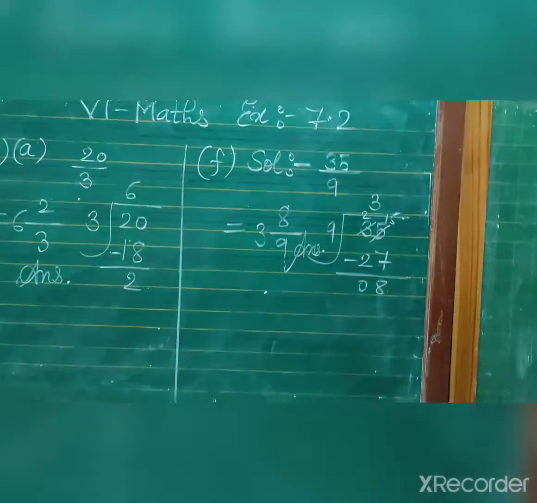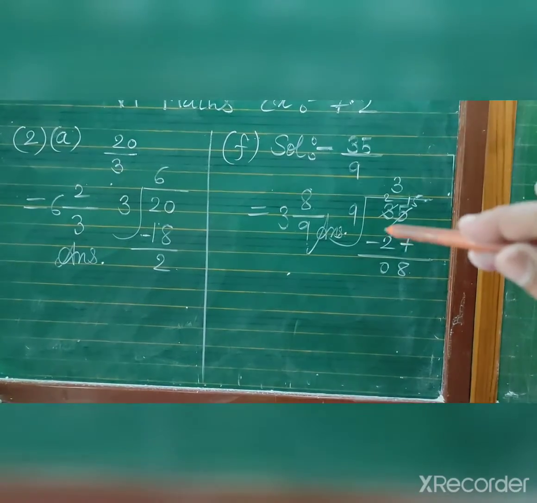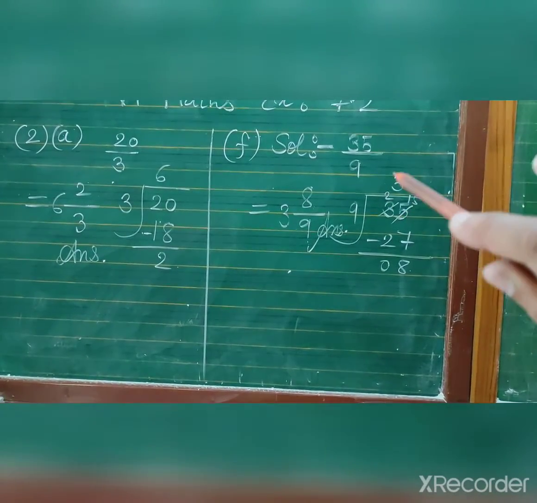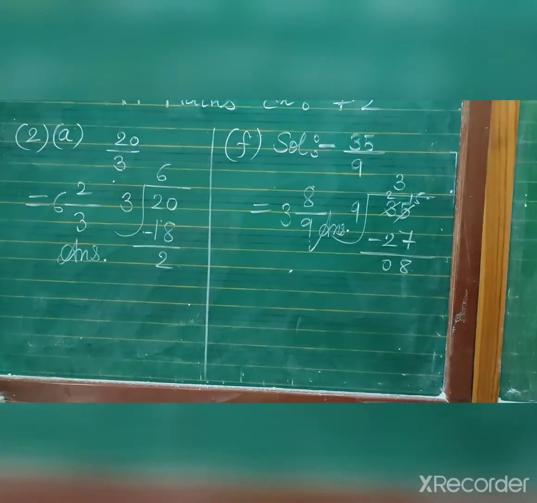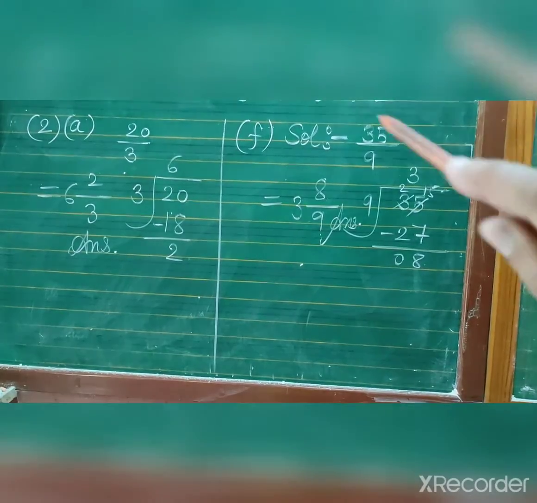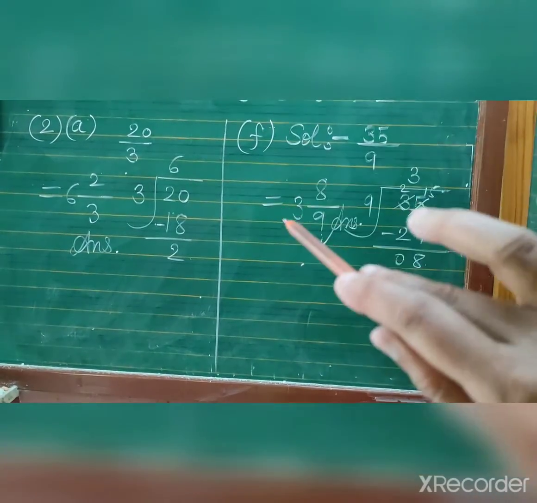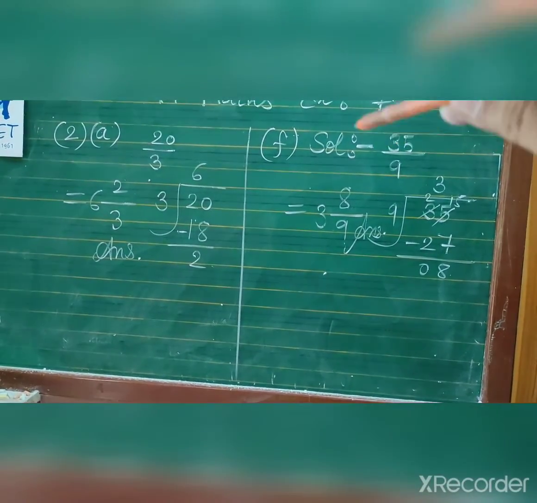Same way F. Now you can see here 35 we will divide by 9. How many times? 9 3s are 27. 35 minus 27 is 8. So we will write the divisor as it is, 9. How many times? 3. Remainder is 8. So 3 integer 8 upon 9 is the mixed fraction of this question.